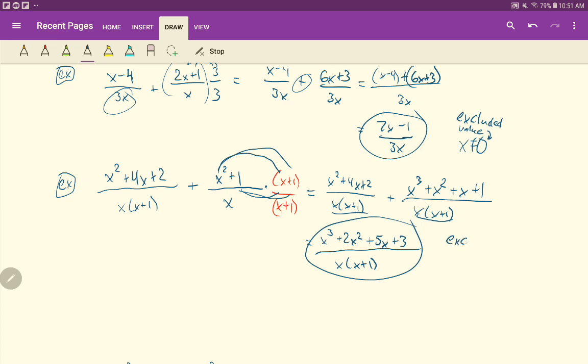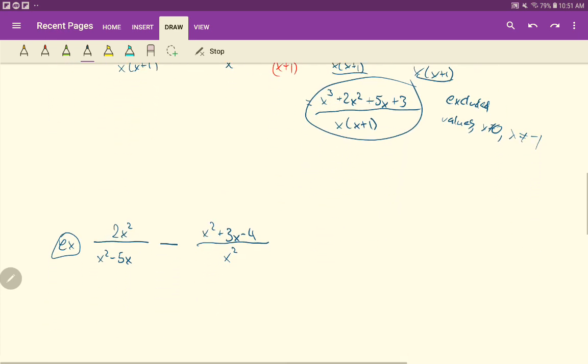The excluded values are x cannot equal 0, and x cannot equal -1. -1 right here would also make a 0 in our denominator. All right, let's keep rolling here.